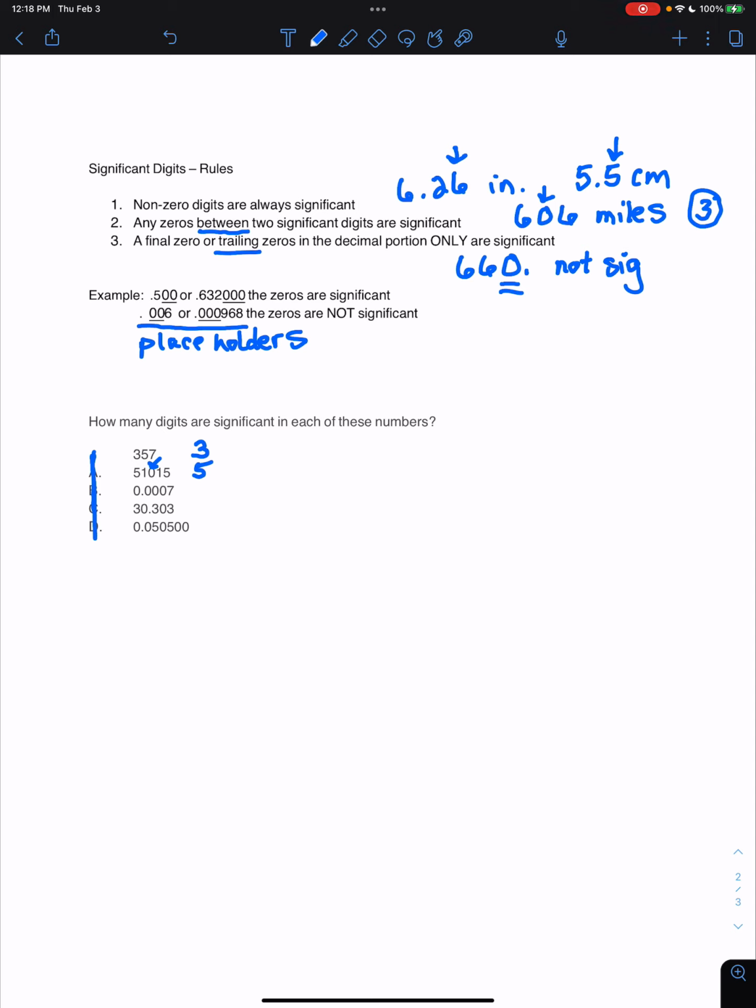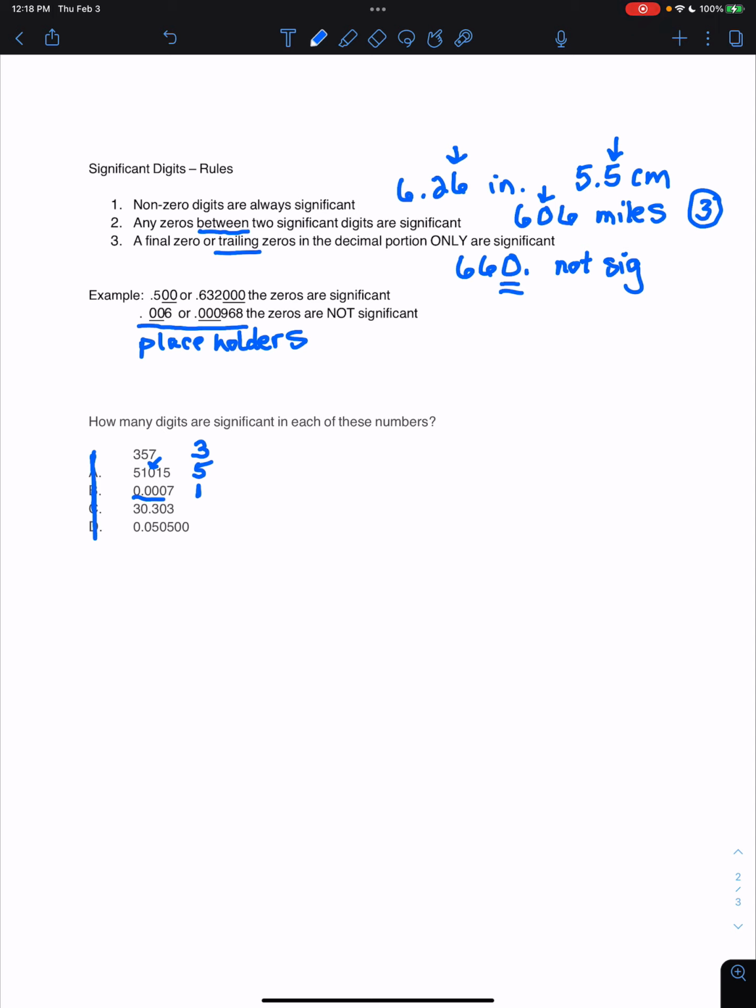Let's look at the next one, 0.0007. How many significant digits are there? Well, there are no trailing zeros, right? And we have 1 non-zero digit. And all of these other zeros are just placeholders. So we only have 1 significant digit in this example.